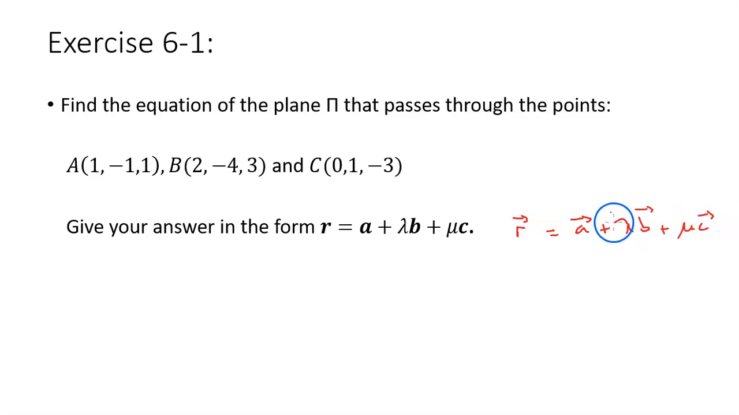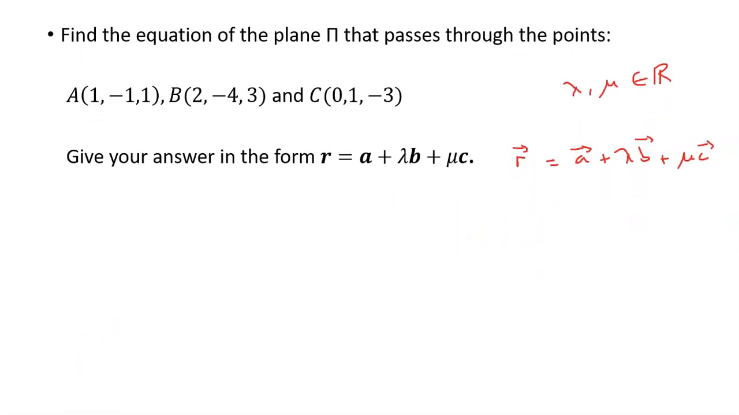To show that it's a vector, whereas lambda and mu are arbitrary real numbers. So r is an arbitrary vector, a, b, and c are fixed vectors, lambda and mu are arbitrary real numbers. By allowing lambda and mu to vary, we get the entire set of the vectors r, which go from the origin to an arbitrary point on the plane.